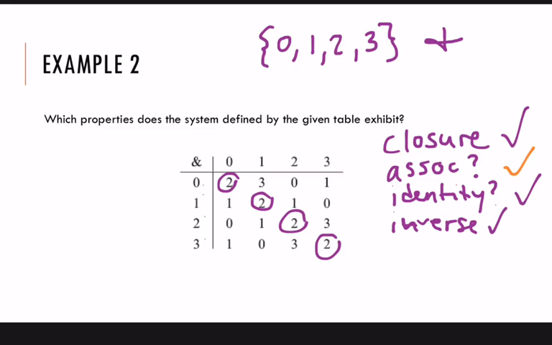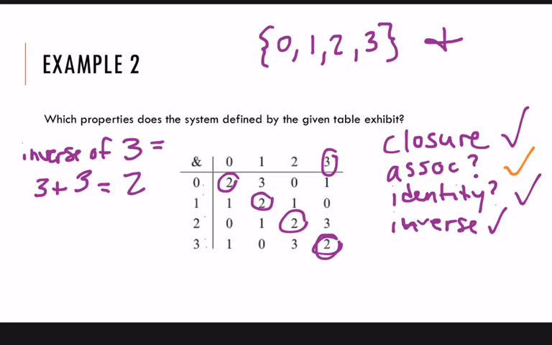Now we could phrase the question differently. We could say, for example, what is the inverse of 3? Now we're asking, what do we add to 3 to get the identity, which we said was 2? So I would scan across. Here's 3. Here's an answer of 2. Follow it up. Looks like I added 3. So the inverse of 3 is 3.